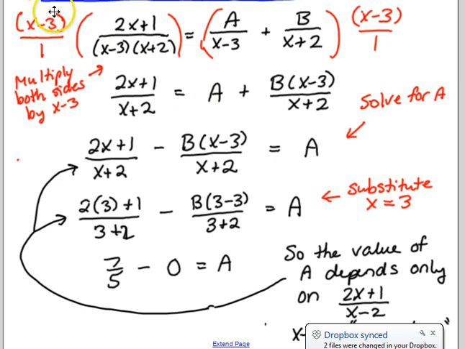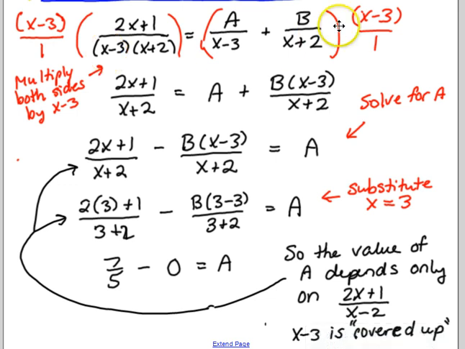So when I multiply both sides by x minus 3, notice that the x minus 3 divides out here and here, and it also divides out here and here. So I would have 2x plus 1 over x plus 2 on the left-hand side. The denominator, then I would have an x minus 3 in the numerator next to the b over x plus 2. And then if I solve for A, then I would have 2x plus 1 over x plus 2 minus b times x minus 3 over x plus 2.